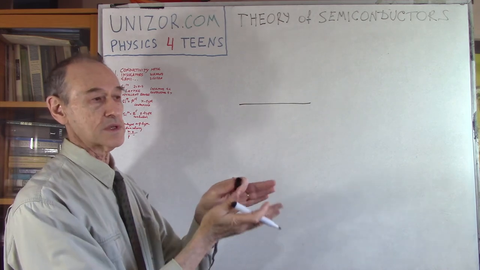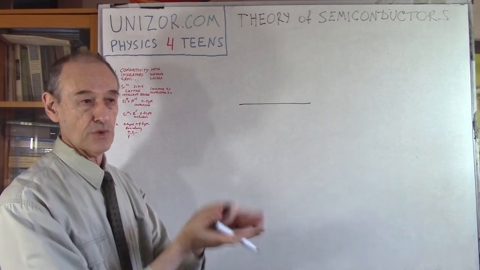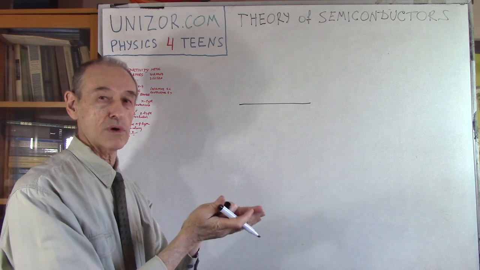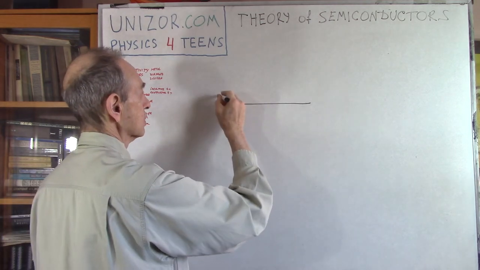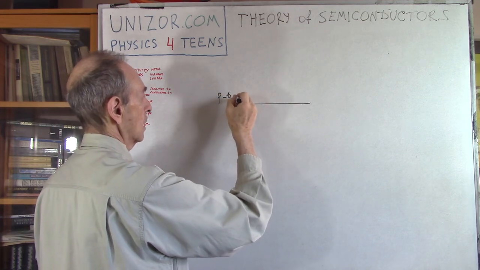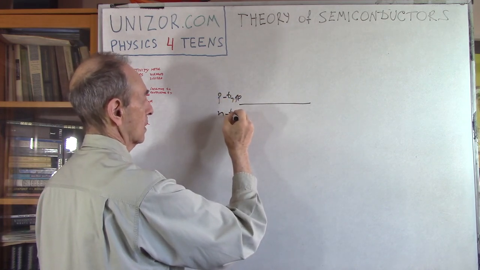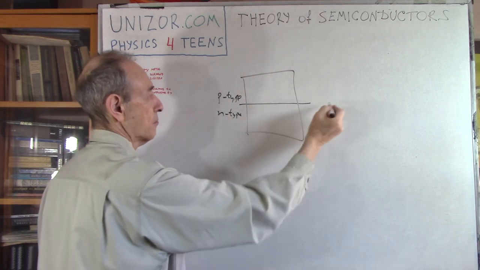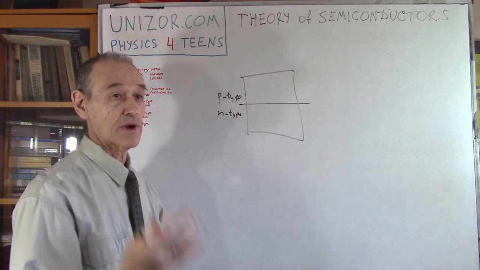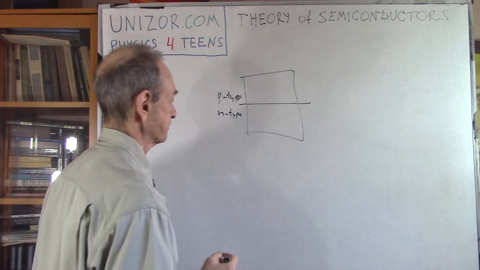One is a silicon disk with phosphorus, another a silicon disk with boron. So one is a p-type, another is an n-type, and they are connected to each other. This is p-type and this is n-type. So what happens on the border? That's actually a very interesting process.